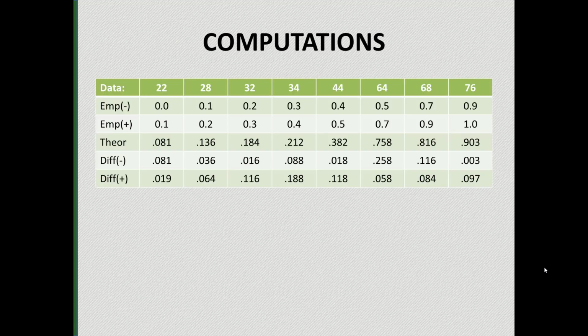Let's do the computations. Here's a table. These were our data values. I've got the empirical CDF, and it jumps from here to here. It jumps from here to here. It jumps from here to here. The theoretical CDF. And then we compute the distance between these points and the theoretical. That absolute distance is here.